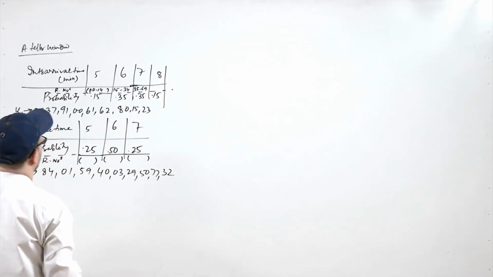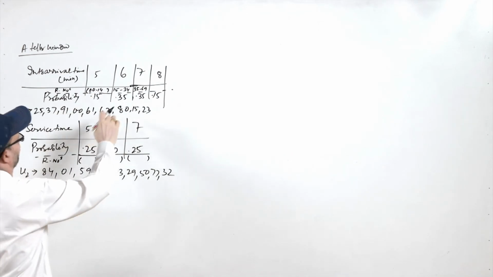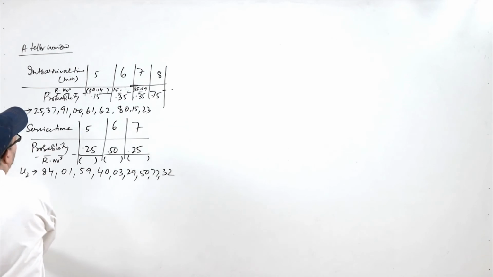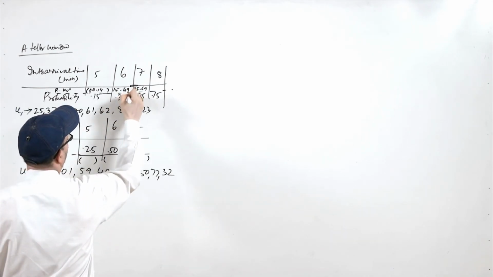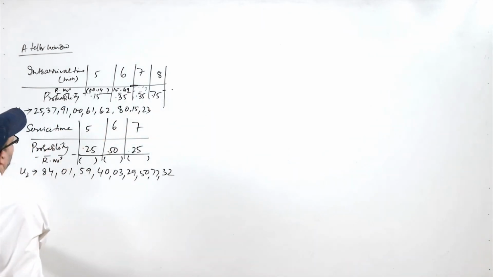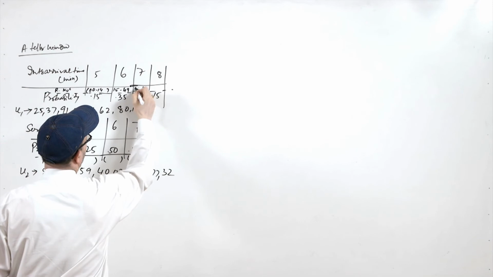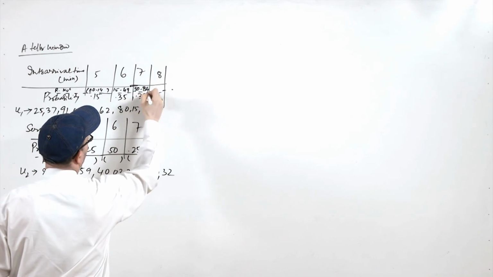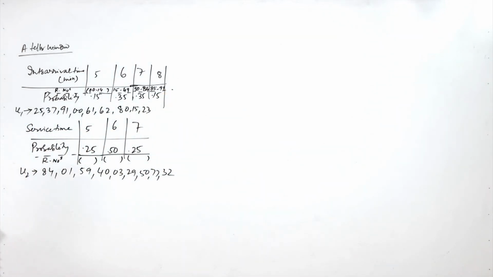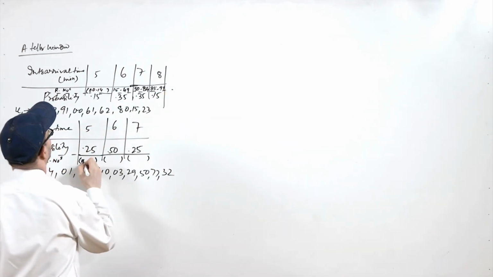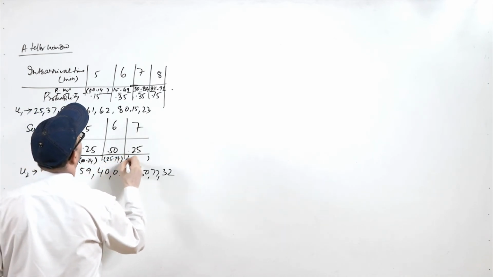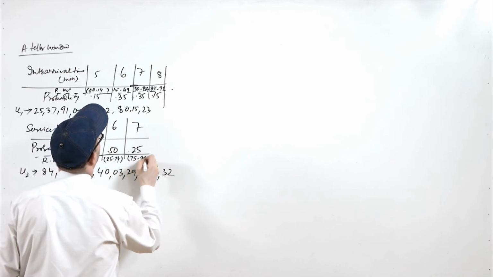No, there is a mistake. Here it will be 14, 15 to 49, which is 35 numbers. Then it will be 50 to 84, and then 85 to 99. Similarly, in this case you will have 00 to 24, 25 to 74, 75 to 99.